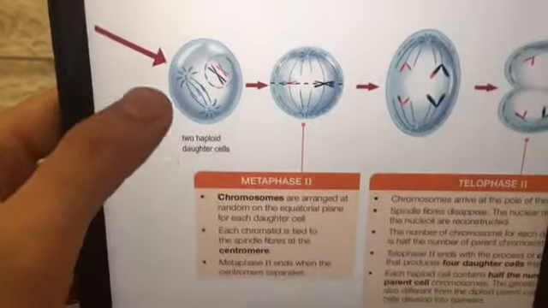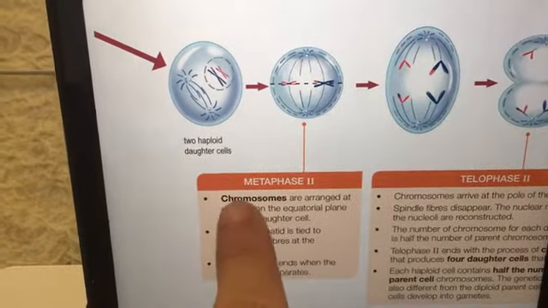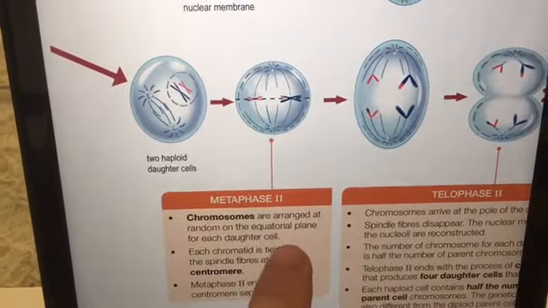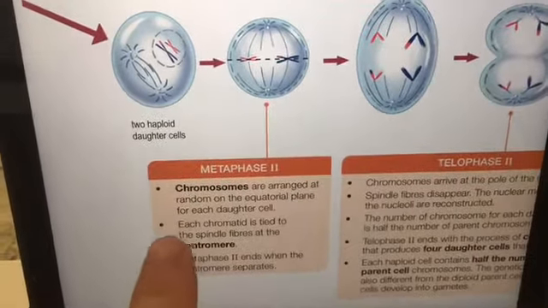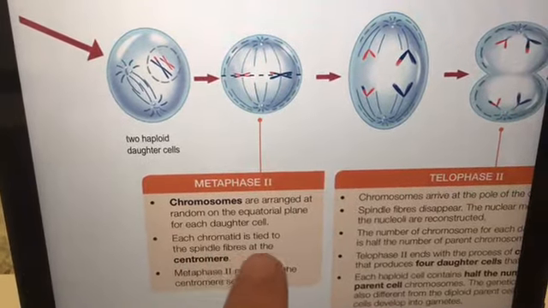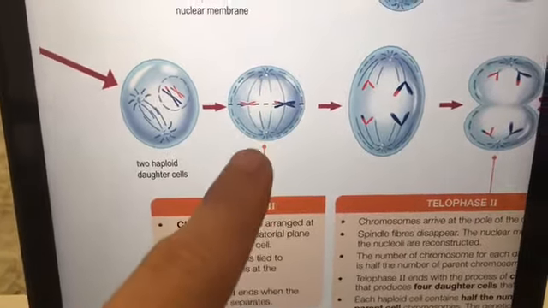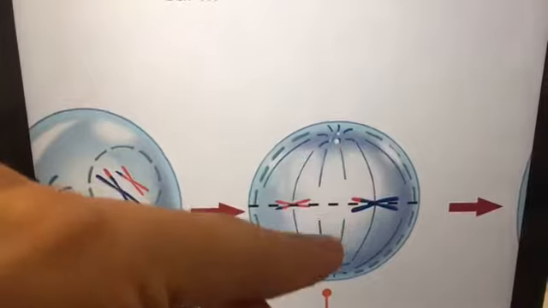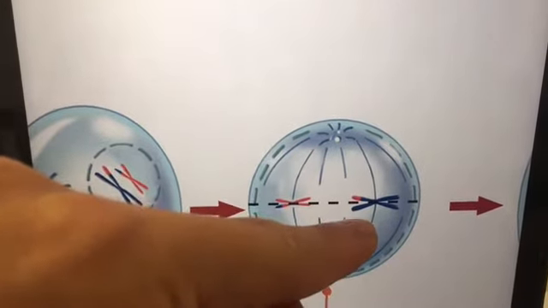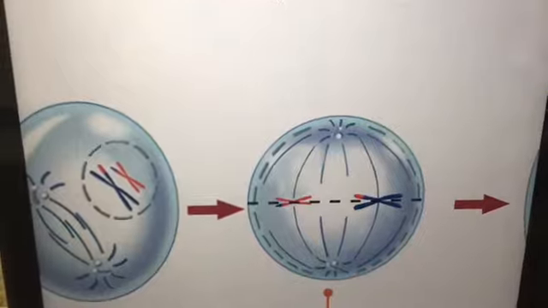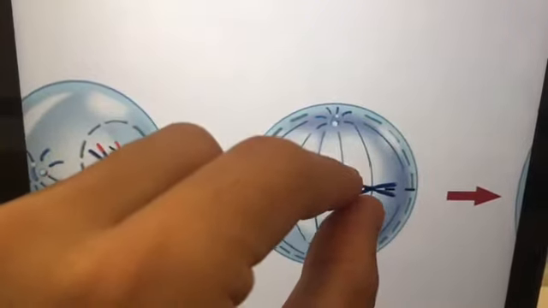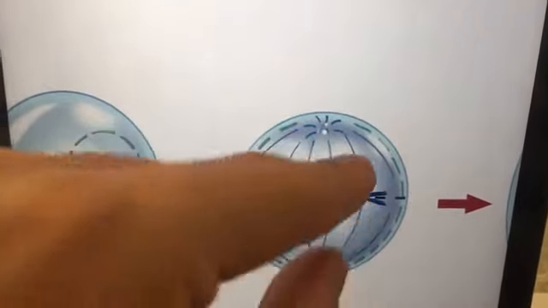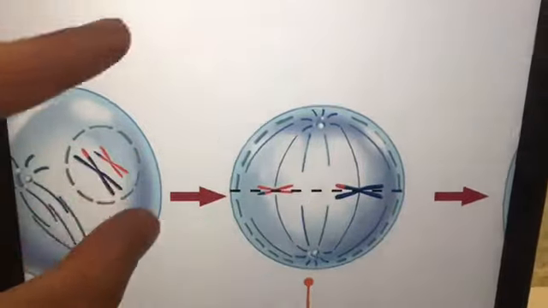The next phase is metaphase 2. So in metaphase 2, chromosomes are arranged at random on the equatorial plane for each daughter cell, in one single line. Each chromatid is tied to the spindle fibers at the centromere from both poles. So one pole has a spindle fiber pulling one side and another pole has a spindle fiber pulling from the other side. So it's not just one, but it's two. If it's one, then the whole thing is going to be pulled to one side. But because we have two, it's going to pull those sister chromatids apart.